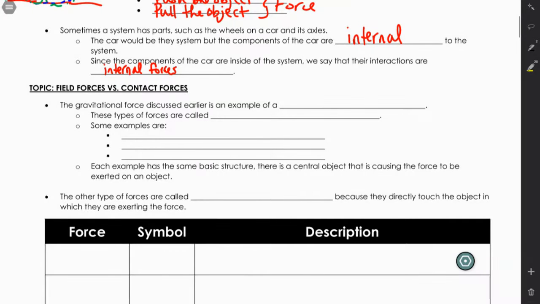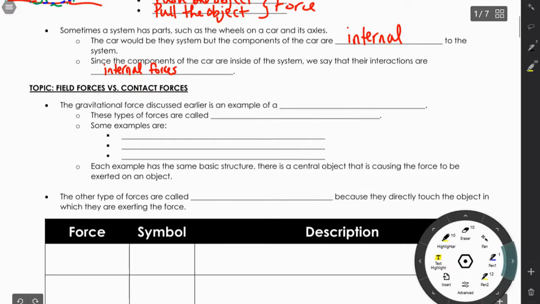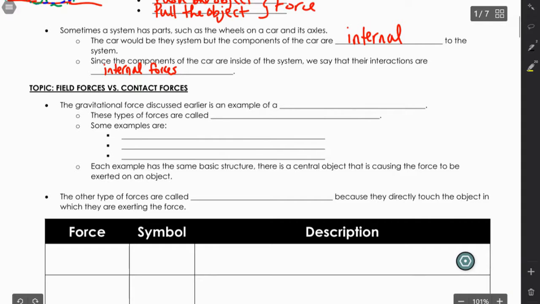Okay, so in this video, we're going to talk about field forces versus contact forces. I know this diagram says that gravitational force was discussed earlier, but we'll just use this as the example. When we talk about gravity, it's an example of a non-contact force. Gravity doesn't touch us. It comes from somewhere, and the group of these forces is what we call field forces.